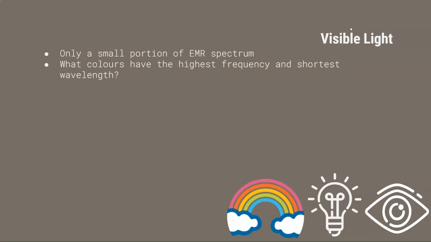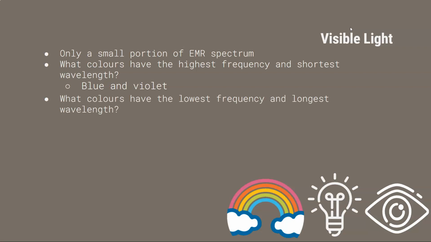When we look at visible light, we also see it in colors. Each different level, so blue, yellow, orange, green, all of those, have different frequencies and wavelengths. The colors that have the highest frequency and the shortest wavelength, meaning they move really fast and their waves are really close together, are the blues and purples, so blue and violet. On the other end, the colors that have the lowest frequency and the longest wavelengths are the reds and the oranges.